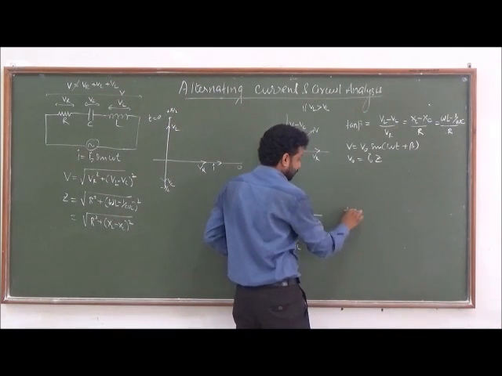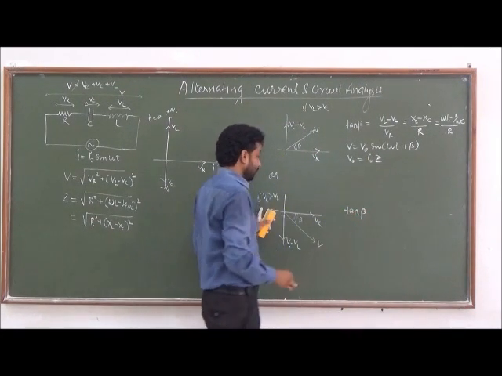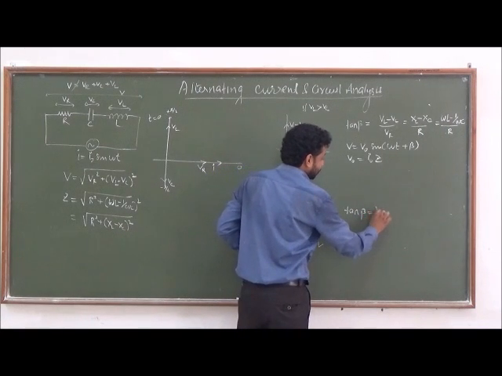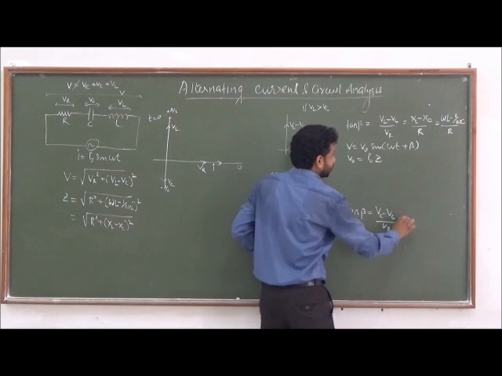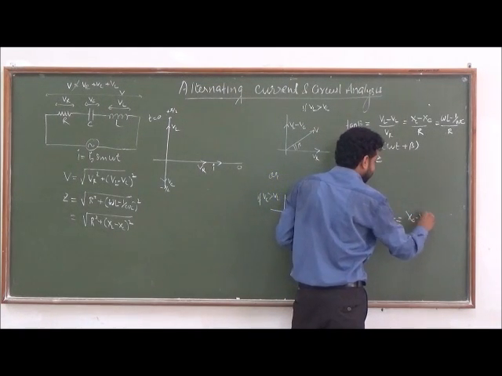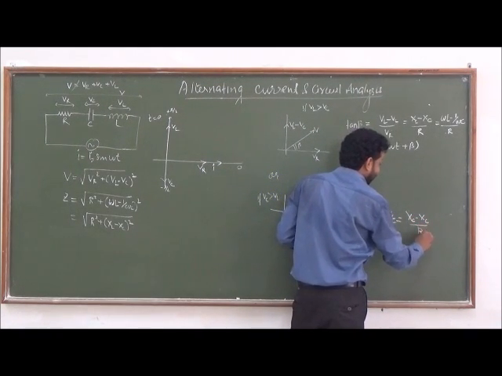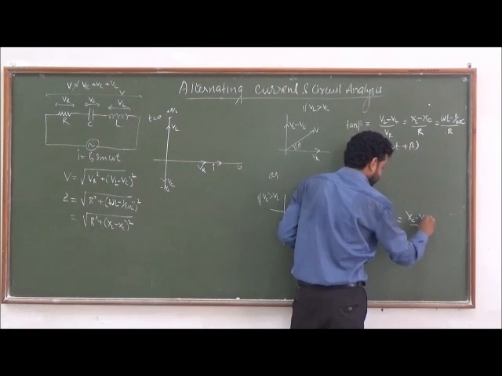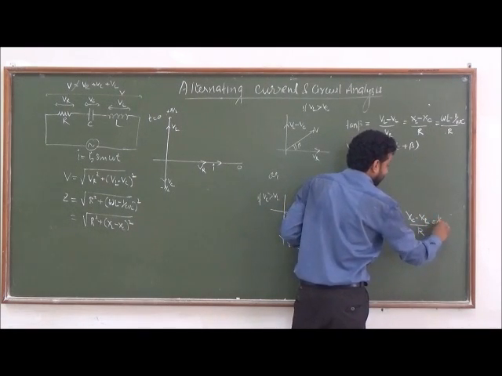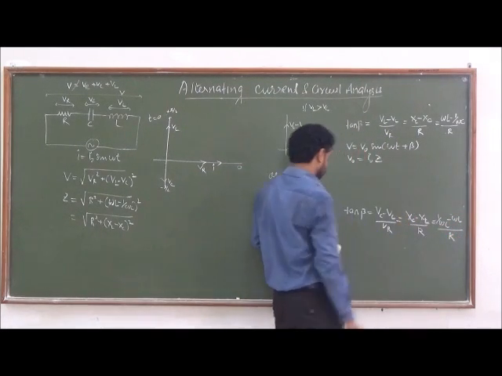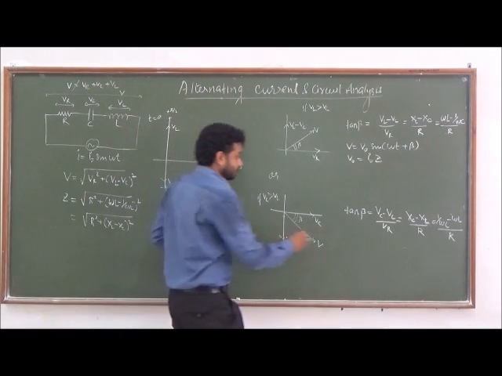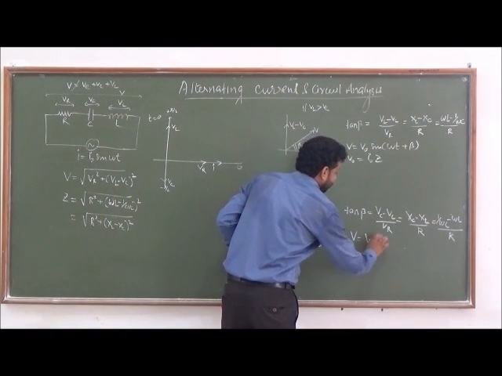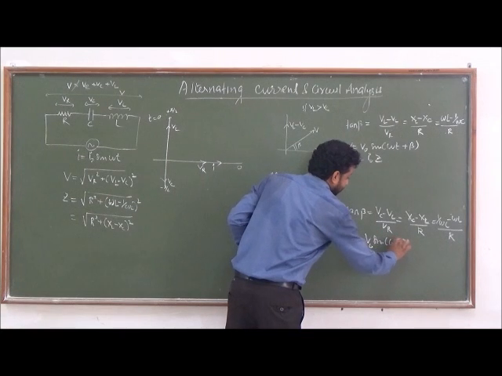And for this circuit, in this condition, tan beta can be written as VC minus VL divided by VR, which is equal to XC minus XL divided by R, which is equal to 1 by omega C minus omega L divided by R. Right? And for this, V will be written as V naught sin(omega t minus beta).